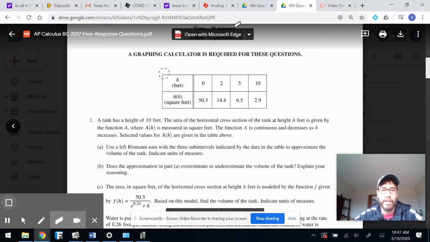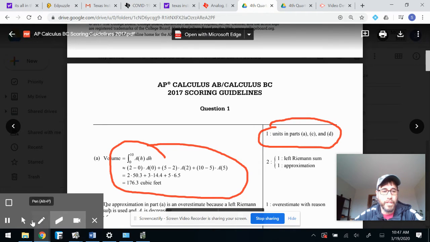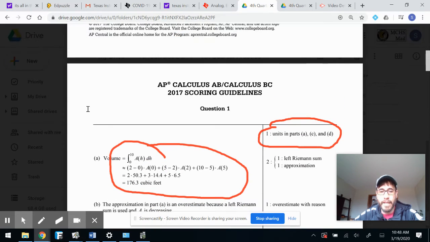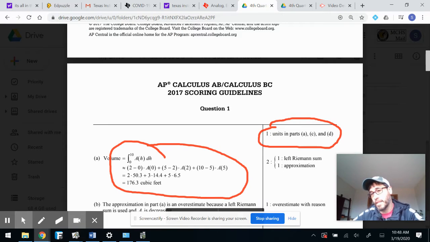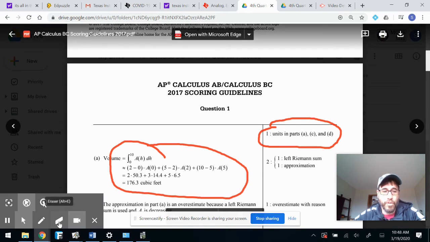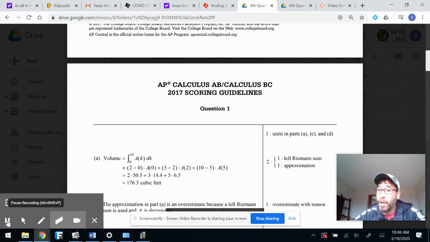So let's go back here and see how many points you guys have accumulated. It looks like the approximation in part A is an overestimate because a left Riemann sum is used and A is decreasing. Overestimate, with a reason. So make sure you give the reason that it's a decreasing function. Heck, I would even draw out a picture if it was the AP exam, and do exactly what I did on that screen ahead of time. I'm sure you guys are dominating, so let's keep on going.